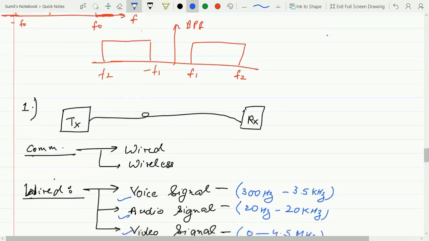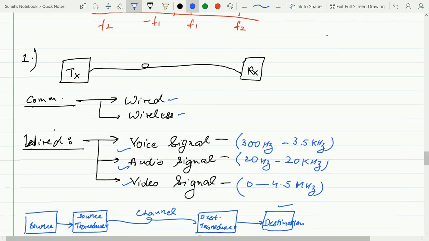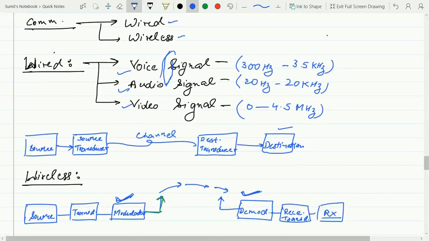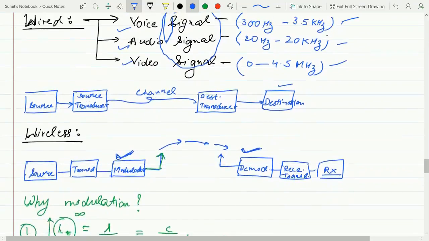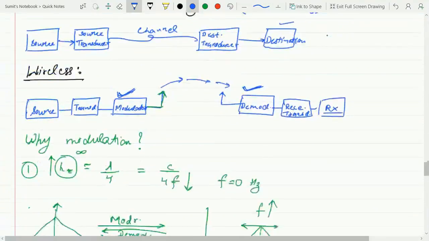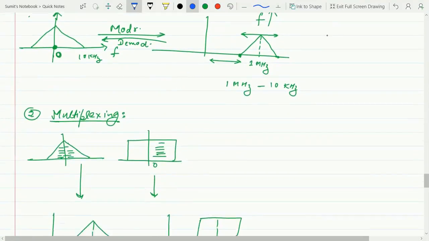Then we started communication systems. We saw two types of channels, wired and wireless. We saw the types of signals that we transmit using these channels, the voice signal, audio signal and video signal, and their respective bandwidths. And then we saw the block diagram for the wired and wireless system, where we found that modulation is the difference between the wired and the wireless system. So we understood why we need modulation: to reduce the antenna height and to get the advantage of multiplexing.